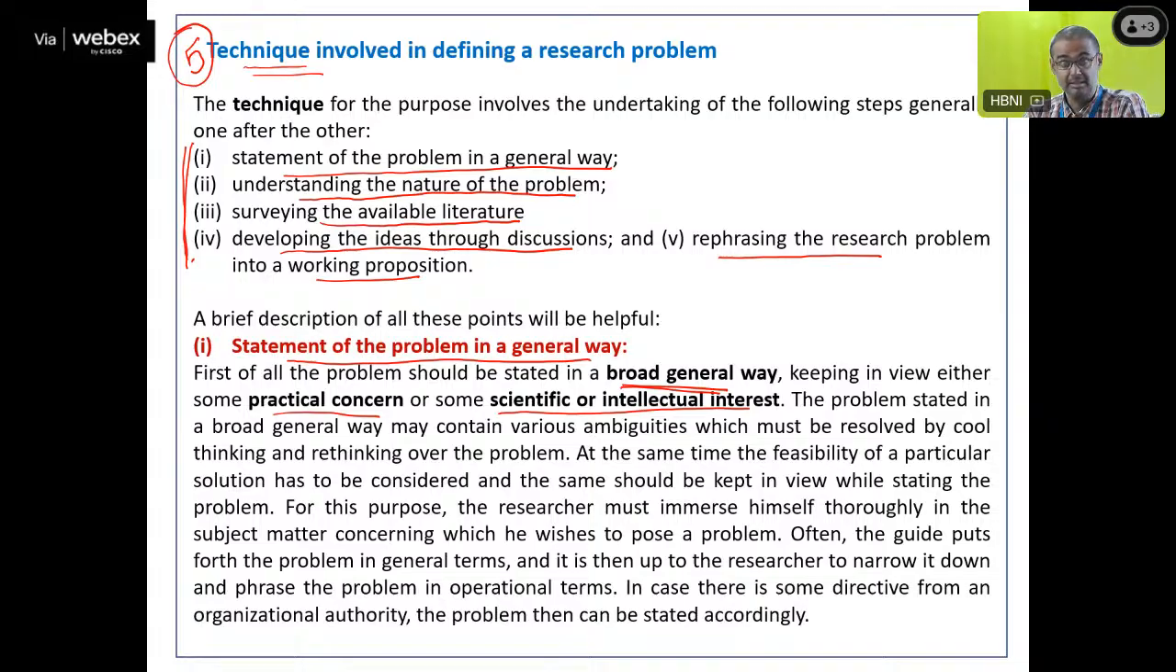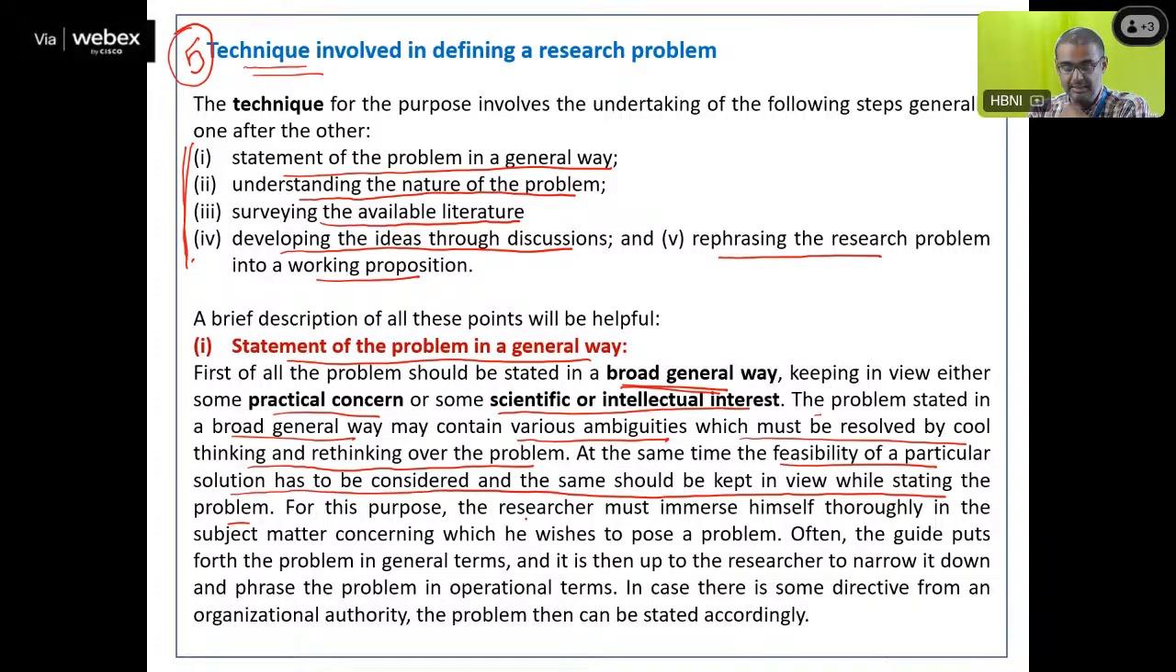But that can contain some ambiguity. The problem stated in a broad general way may contain various ambiguity, because somebody may ask, all right, this is beyond your scope, why are you including this? Which must be resolved by cool thinking and rethinking over the problem. At the same time, the feasibility of a particular solution has to be considered, and the same should be kept in view while stating the problem.